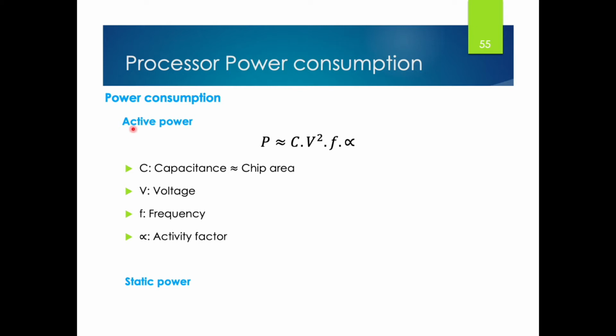About the active power. Active power, or dynamic power, is associated with the capacitance of the chip, C in this formula. It is the capacitance of the chip, the operating voltage V here, the working frequency F, and the activity or switching of the chip. Here we have the activity factor. The capacitance will depend on the low-level design of the chip or the chip area.